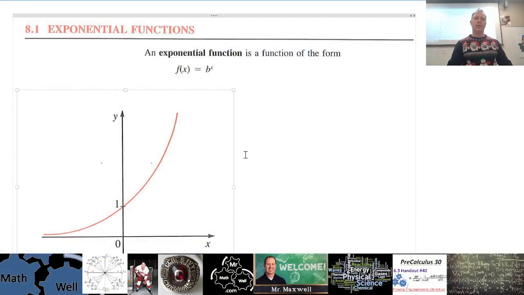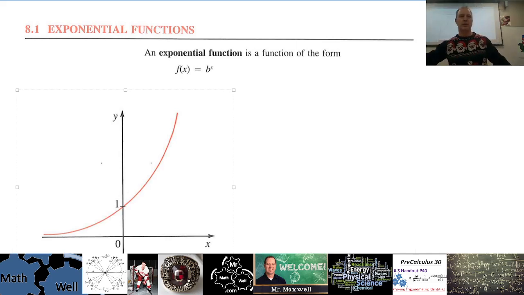All right, Calculus 30, section 8.1. This is largely a review for exponential functions. We've talked about exponential functions in Pre-calc 30. Exponential functions are functions where we do have y and x, obviously, but x is in the exponent position of a function.